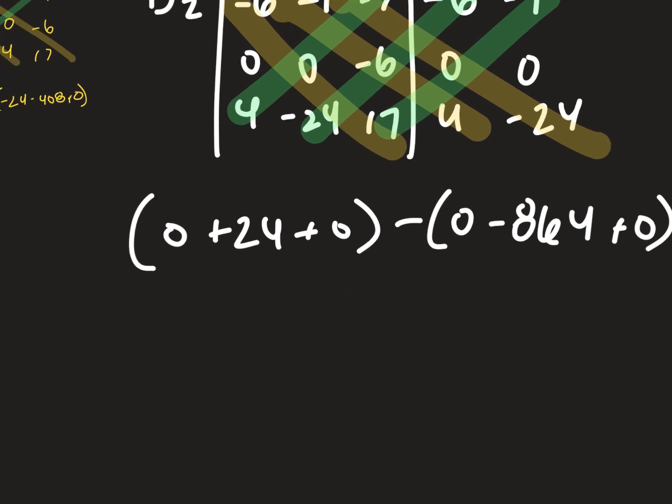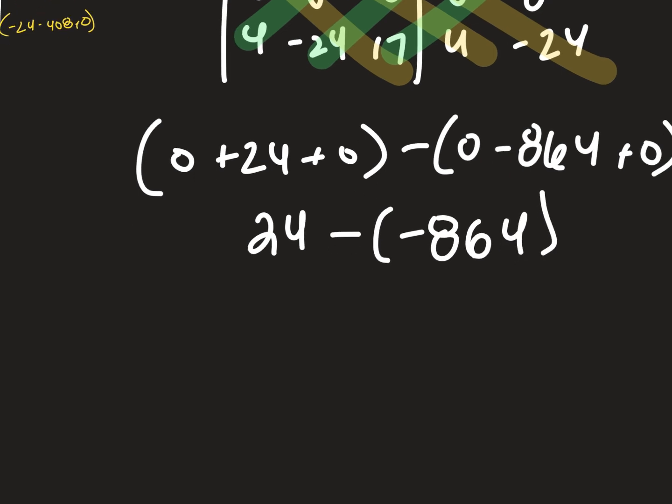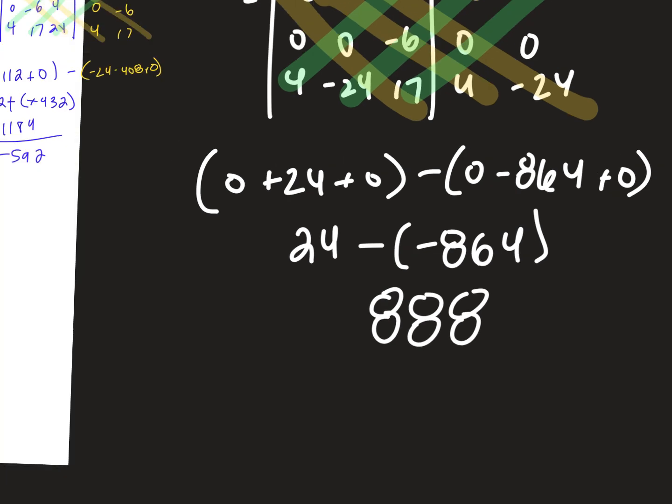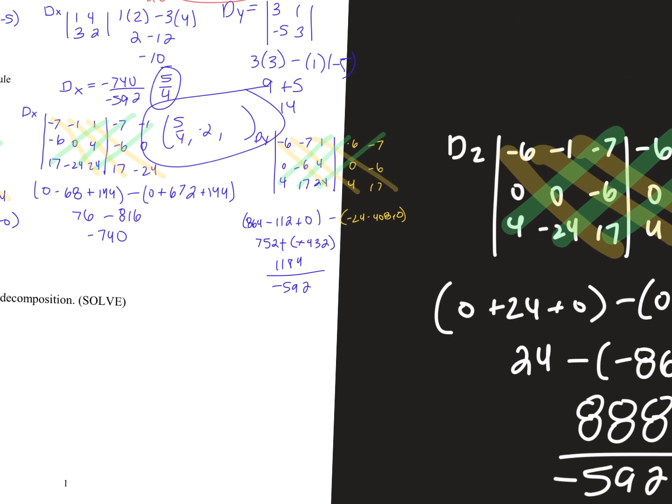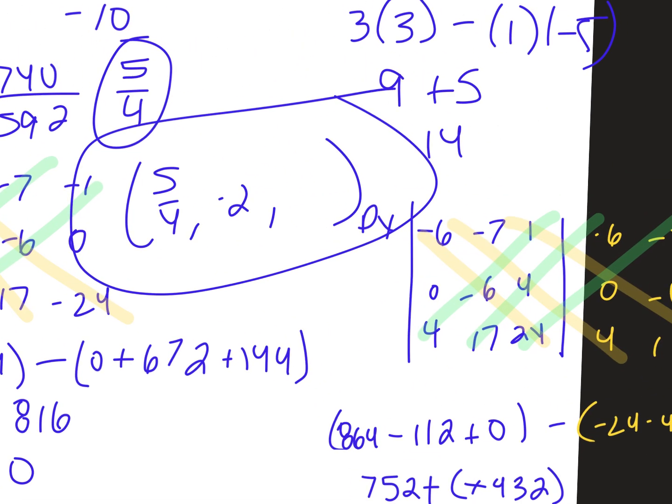Good. So you end up having here 24 minus a negative is going to be what? Good. So when you add those two numbers together, what do you get? 888. All right, divide that by your determinant, which was negative 592. What's 888 divided by negative 592? Negative 1.5, so negative 3 over 2. Does that make sense? Yes.